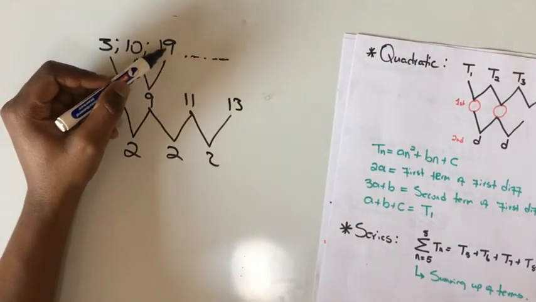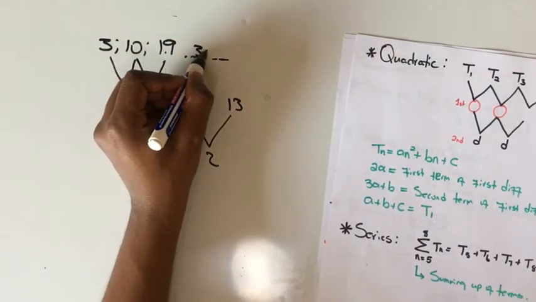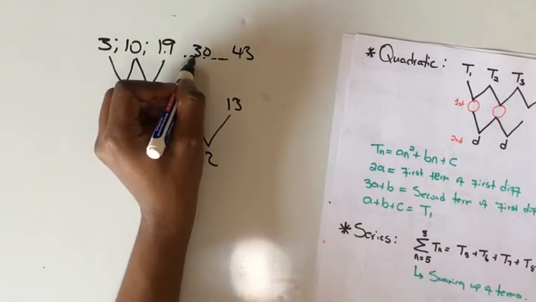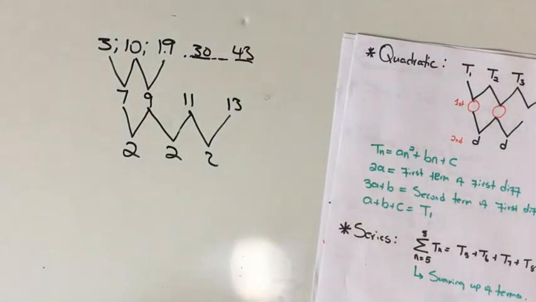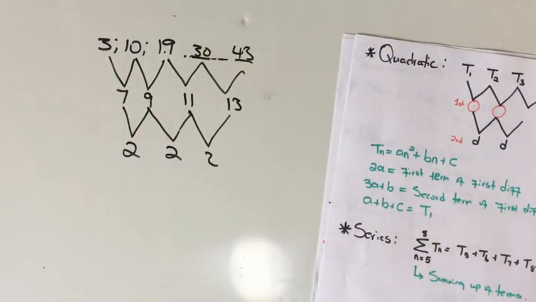And then here I can do the same thing. 19 plus 11 is going to give me 30, and then 30 plus 13 is going to be 43. So now your next two terms are those. Now look at this, this is basically a quadratic sequence. So now they can come back and say find the nth term of that.